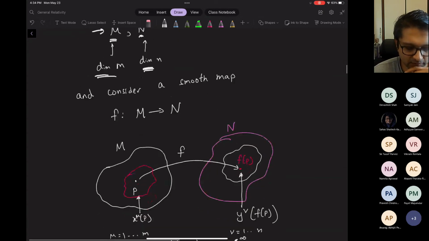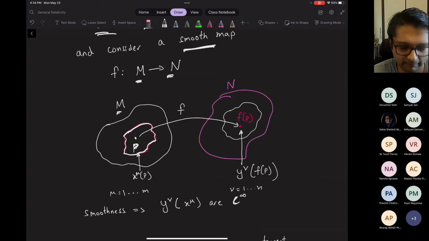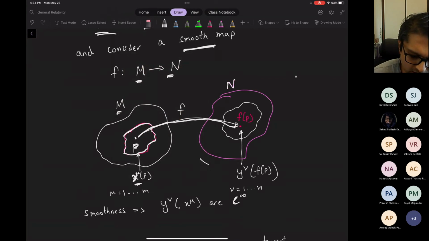Now let's imagine that we have a smooth map between M and N. What does that mean? This is the manifold M. This is a point P on the manifold M, and this red boundary shows an open subset of M. The points on this open subset have coordinates which we denote as x^μ(P). There is a function f which maps every point P on this manifold M to some point f(P) in this manifold N, shown in magenta.